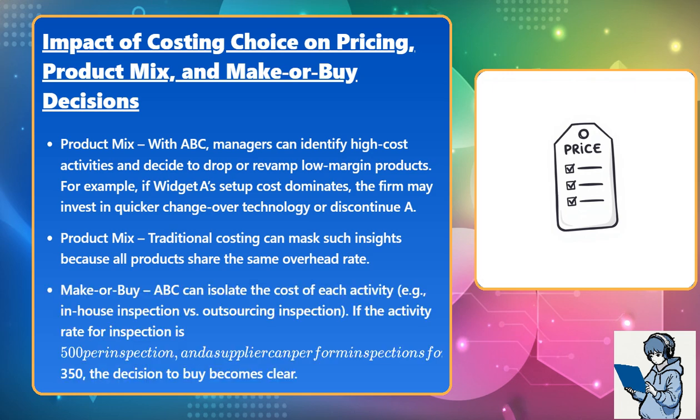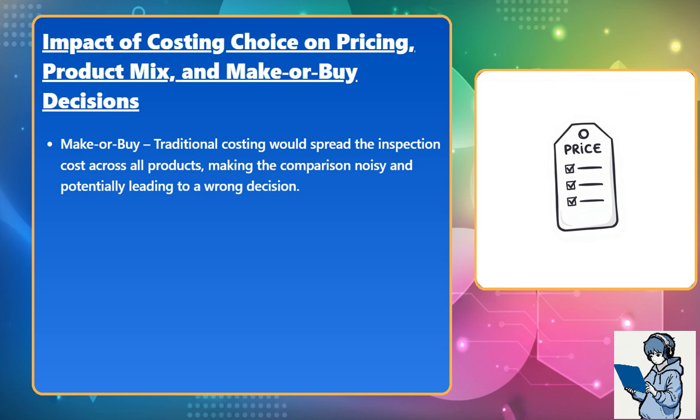Make or buy, ABC can isolate the cost of each activity, for example, in-house inspection versus outsourcing inspection. If the activity rate for inspection is $500 per inspection, and a supplier can perform inspections for $350, the decision to buy becomes clear. Make or buy, traditional costing would spread the inspection cost across all products, making the comparison noisy and potentially leading to a wrong decision.